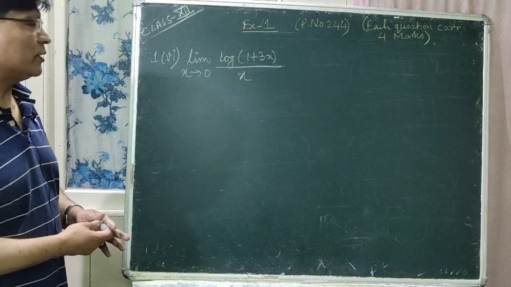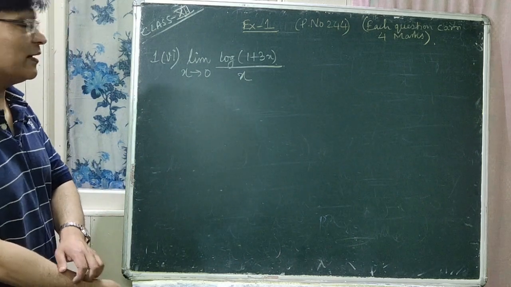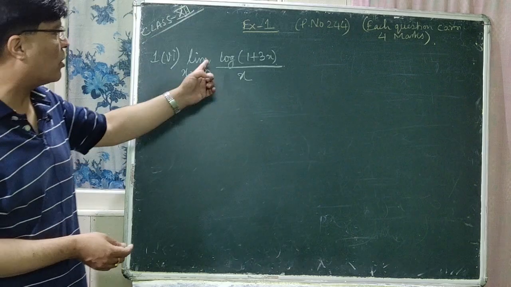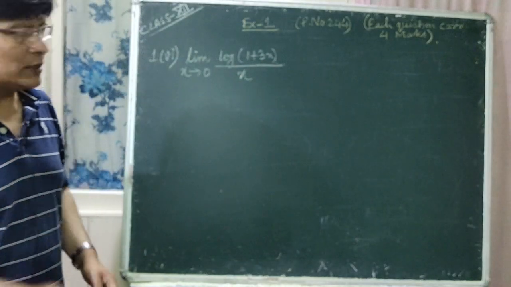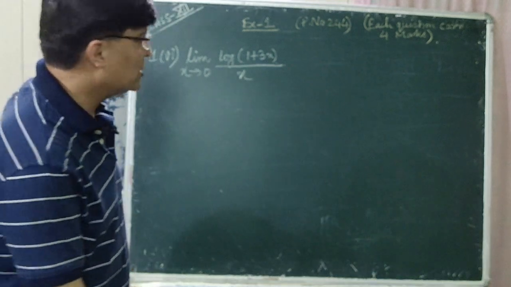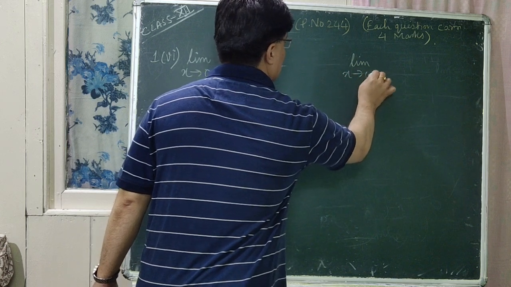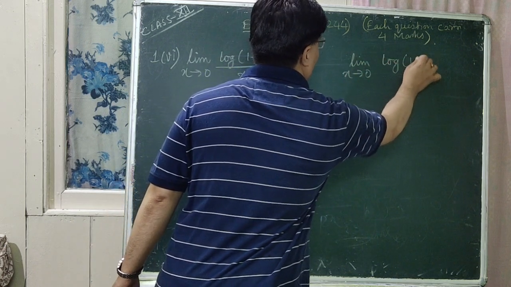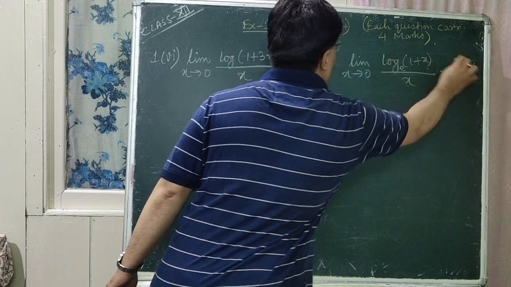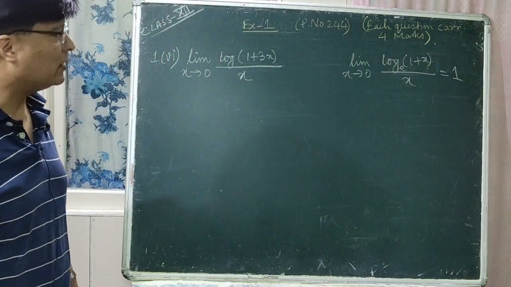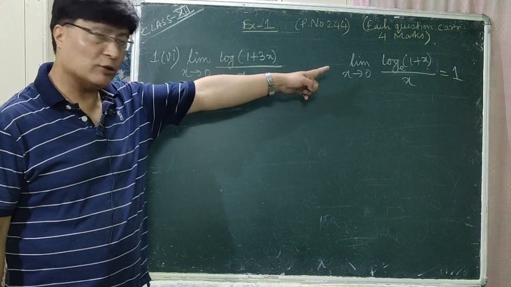Now we are doing the next question, that is number 6. The question is, you have to evaluate limit x tends to 0 log of within bracket 1 plus 3x whole divided by x. So in this case, which standard limit is used? That is limit x tends to 0 log of 1 plus x base e whole divided by x, which is equal to 1. Okay. Now in this case, since log is given out here, you have to use this formula.